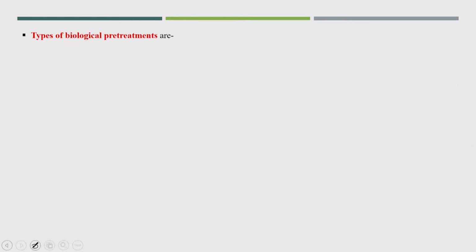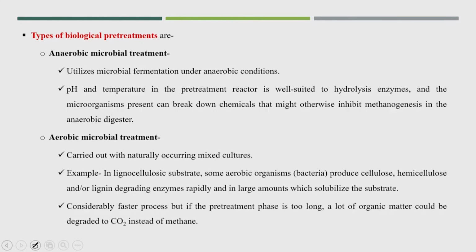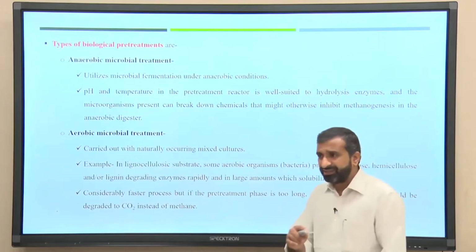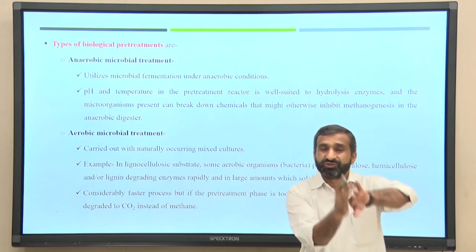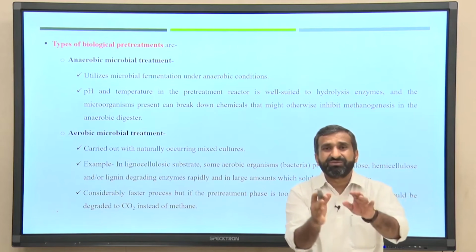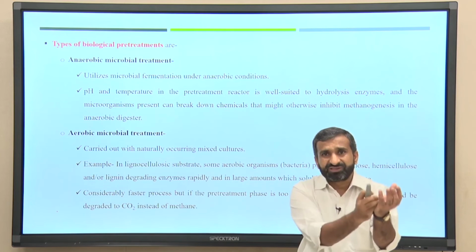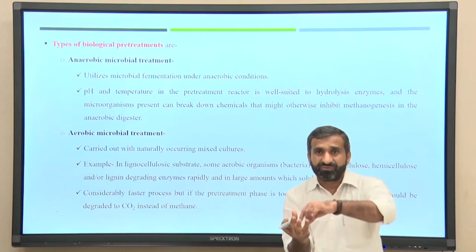Now, what are the types of biological pretreatments? It could be anaerobic microbial pretreatment that utilizes microbial fermentation under anaerobic conditions, and it could be aerobic microbial treatment. Both can be useful, because hydrolysis is the first phase of the anaerobic digestion process. So, it could be aerobic also, not only anaerobic. It is possible that we will have two units: in the first unit the hydrolysis takes place, and in the second unit the anaerobic degradation takes place for biogas production.